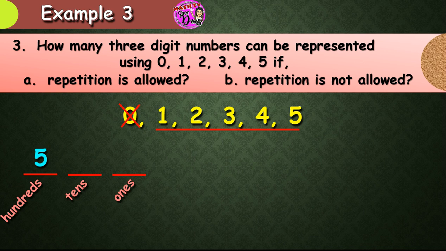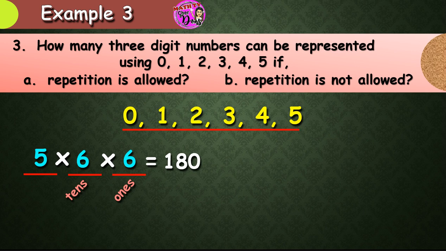For the second place, which is tens, how many choices do we have? This time around, we're going to bring back 0 as one of the choices. So we have 6. Why? Because repetition of number is allowed. For the ones place, how many choices do we have? Again, because repetition is allowed, we have 6. Then, we're just going to multiply it and it will give us 180 combinations.